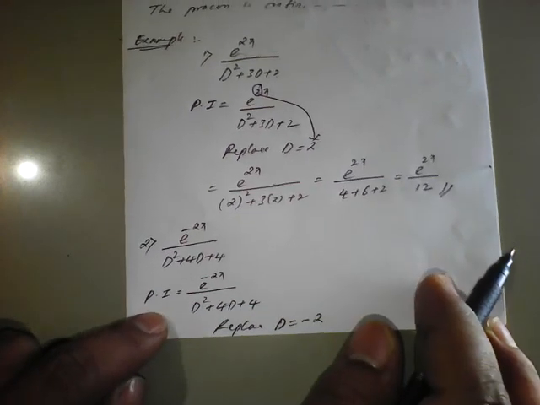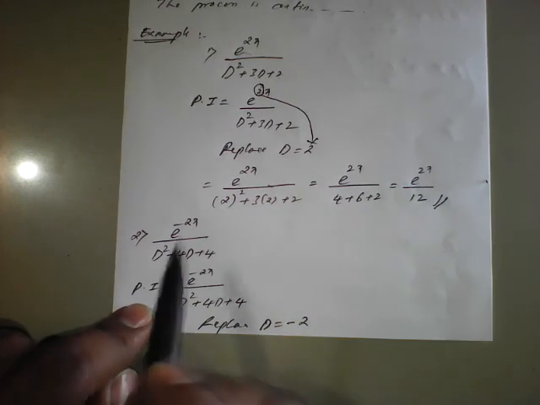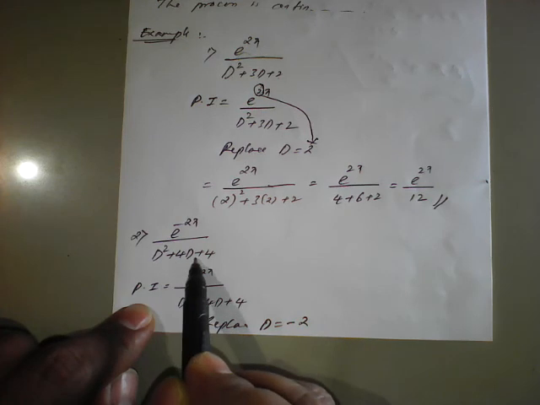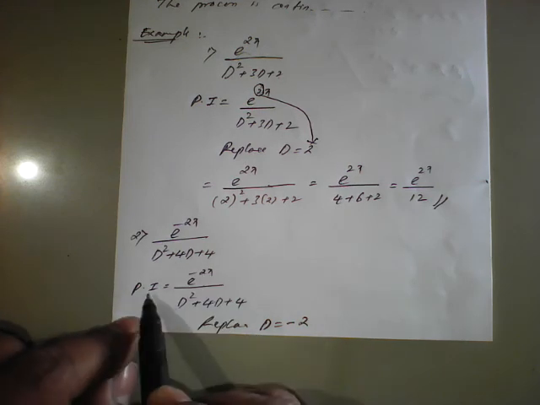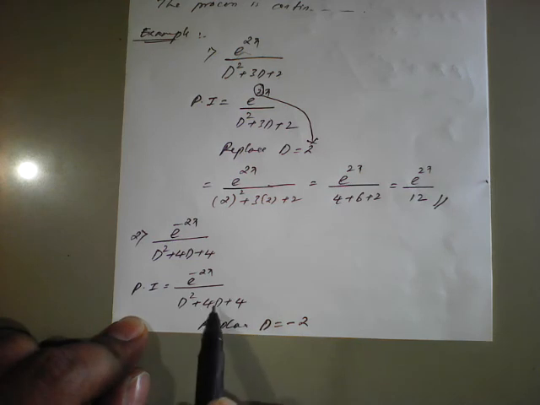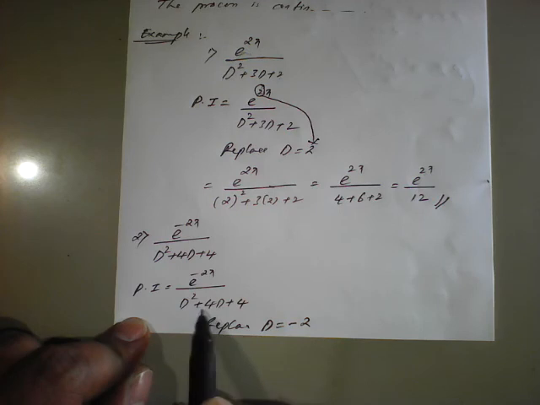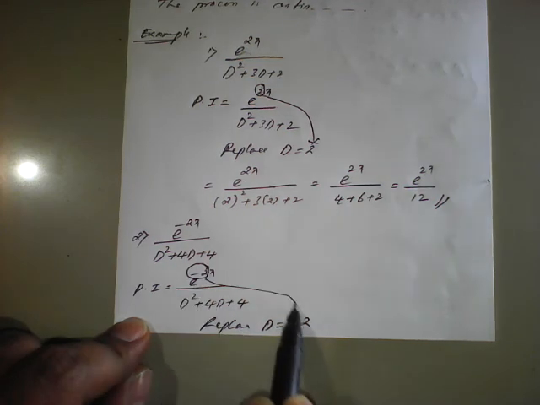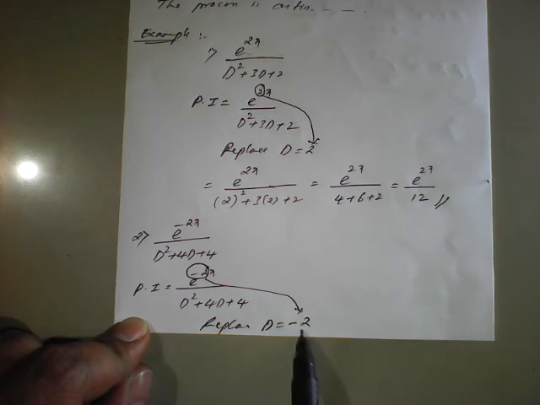Similarly, I will take one more example. Check here: e raised to minus 2x upon D square plus 4D plus 4. So PI is equal to e raised to minus 2x upon D square plus 4D plus 4. Now what should be replaced by D here? We have to replace D by minus 2.